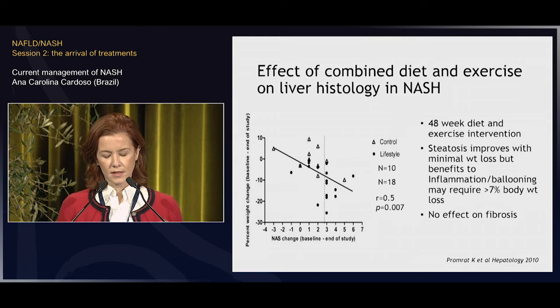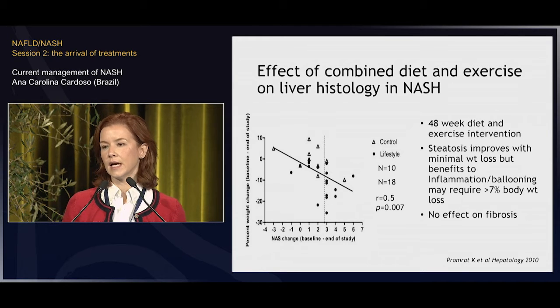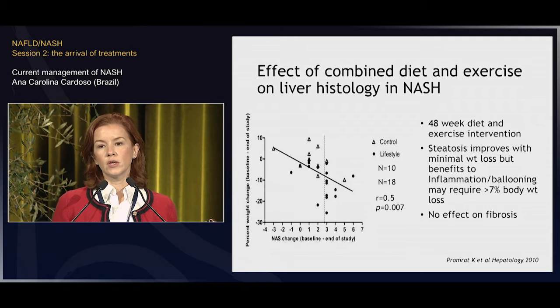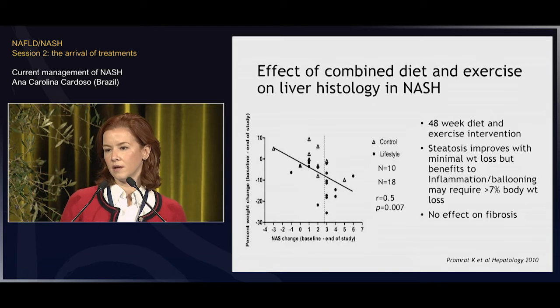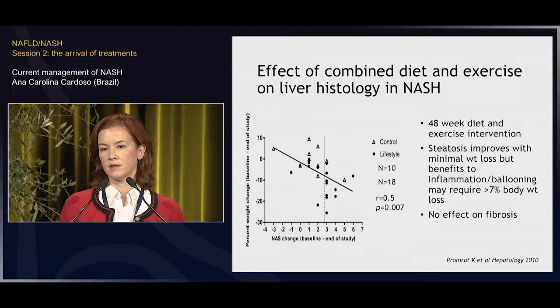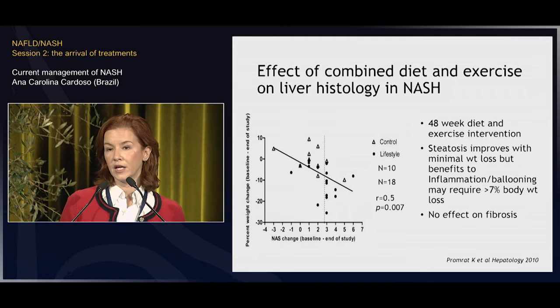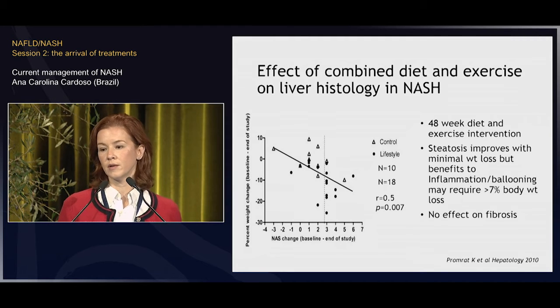One of the works that I just showed shows the effect of combined diet and exercise for 48 weeks in a population. What we could see is a steatosis improvement with a minimal weight loss, but inflammation and ballooning were just appearing when the patient had a weight loss that's over 7%. And in this study, there is no effect on liver fibrosis. But it's important to say that they have modifications in ballooning and inflammation that are parameters of NASH.